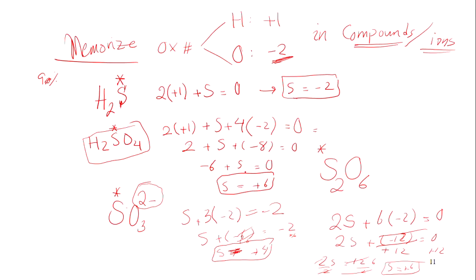I may ask you to work on examples like this for any compound. For example, you may say HNO3. What is the oxidation number of nitrogen? You have H, you have O, so you may plug in here. And after that, if you work on this, you may get N is +5. And finally, I may ask you to work on this.